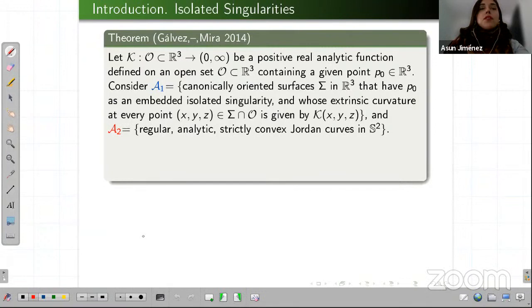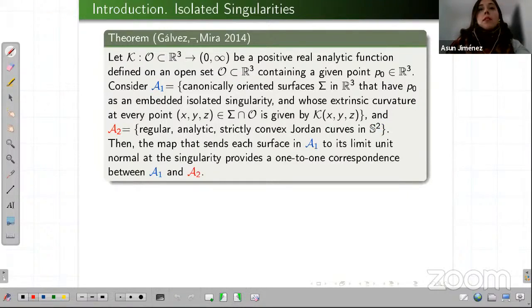We proved the following. Suppose that you fix a certain function K. You may think of it as a certain analytic function which will play the role of a Gaussian curvature in a certain domain of the Euclidean space, and you fix a point. And you consider A1, the class of all canonically oriented surfaces that have such a point as a singular point, which are embedded, and whose extrinsic curvature coincides with this prescribed function K. And A2 will be the class of regular analytic strictly convex Jordan curves in the sphere. So there is a one-to-one correspondence between these two classes.